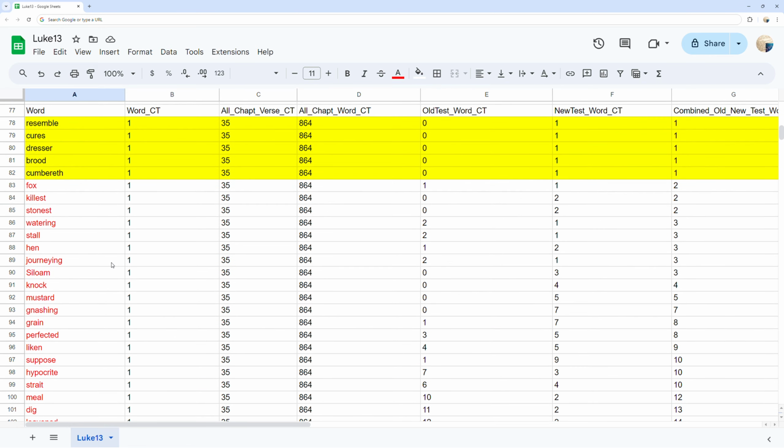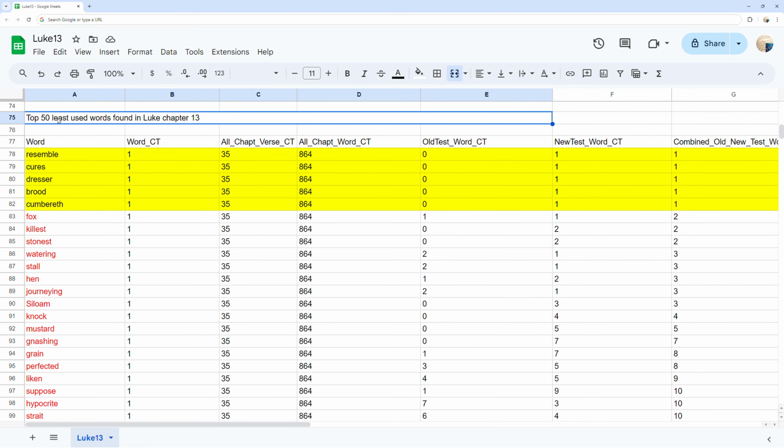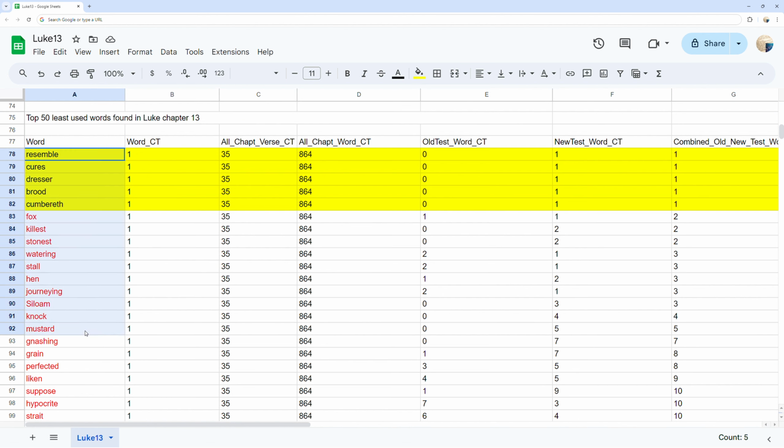Top 50 least used words found in chapter 13. You can see the least frequent words in Luke chapter 13 and the word count for each. As well, you can compare that to the total times those words are used in the whole of each Old Testament, New Testament, and both Old and New Testaments.